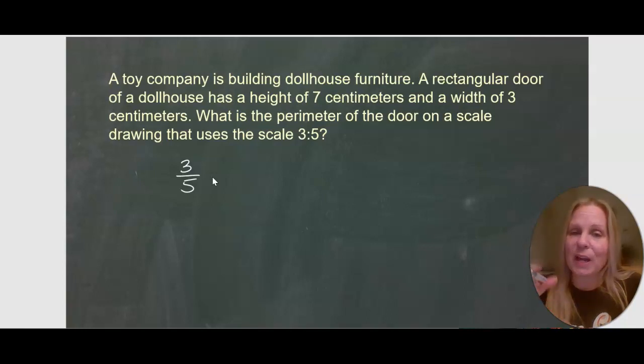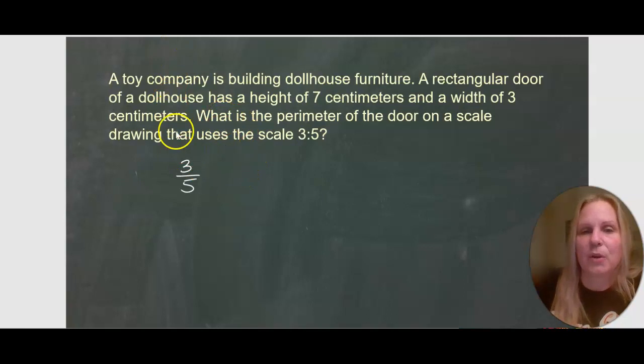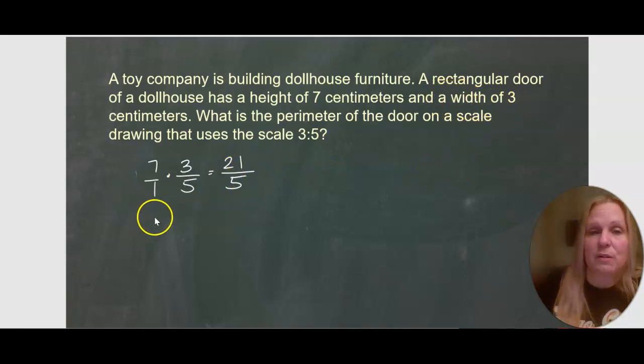Now, normally I would multiply the height by 3/5, the width by 3/5, and then find the perimeter. But multiplying 7 by 3/5 is going to give me a bit of a mess. But actually, it'll be fine because they'll all have a common denominator and we can just add them all. So I'm going to multiply the height of the door by 3/5, and I'm going to get 21/5. I'm going to multiply the width of the door, that's 3 times 3/5, and I'm going to get 9/5.